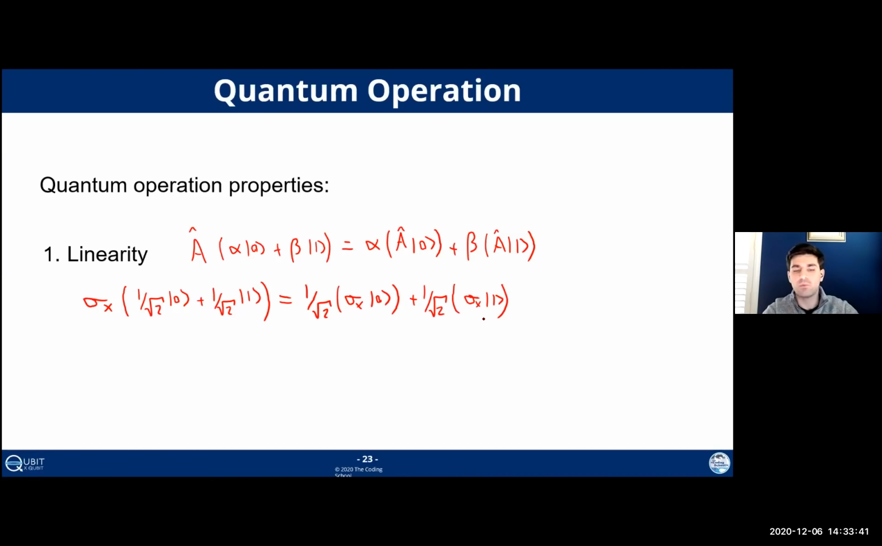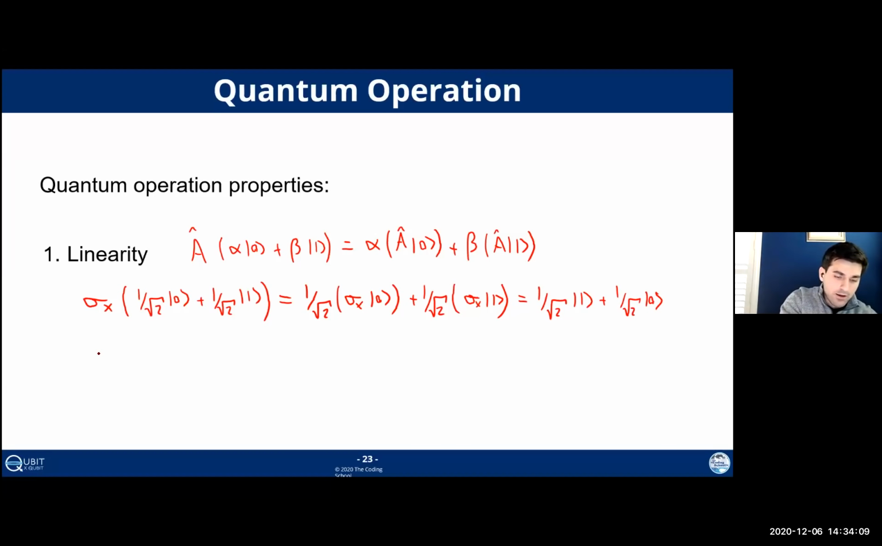If you remember from the previous slide, when we apply sigma x to the 0 state, we get a 1, and when we apply sigma x to the 1 state, we get a 0. So the resulting state is 1 divided by square root of 2 times 1 plus 1 divided by square root of 2 times 0. Of course, you can switch these back and forth, so it doesn't change the initial state.